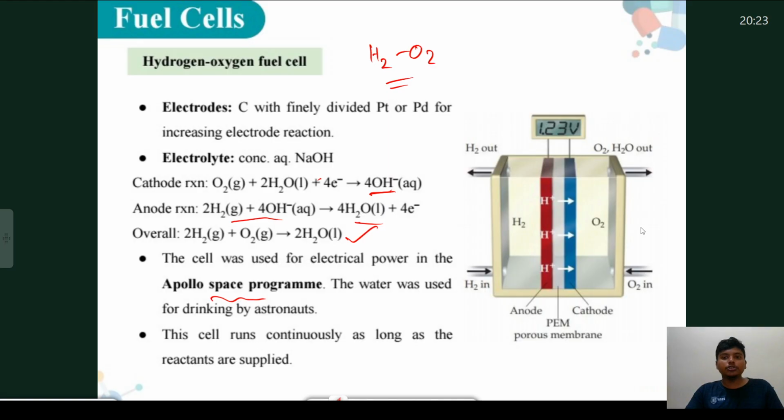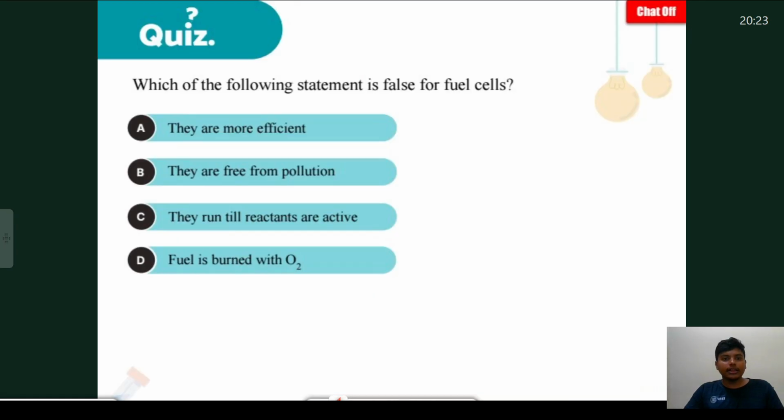So this cell gives 1.23 volt. Understood? Simple. So tell me, which of the following statements is false about fuel cells? They are more efficient. They are free from pollution. They run as long as the reactants are supplied. Fuel is burned with oxygen. No, burning is not there, right? We are not burning the fuel, the hydrogen fuel.